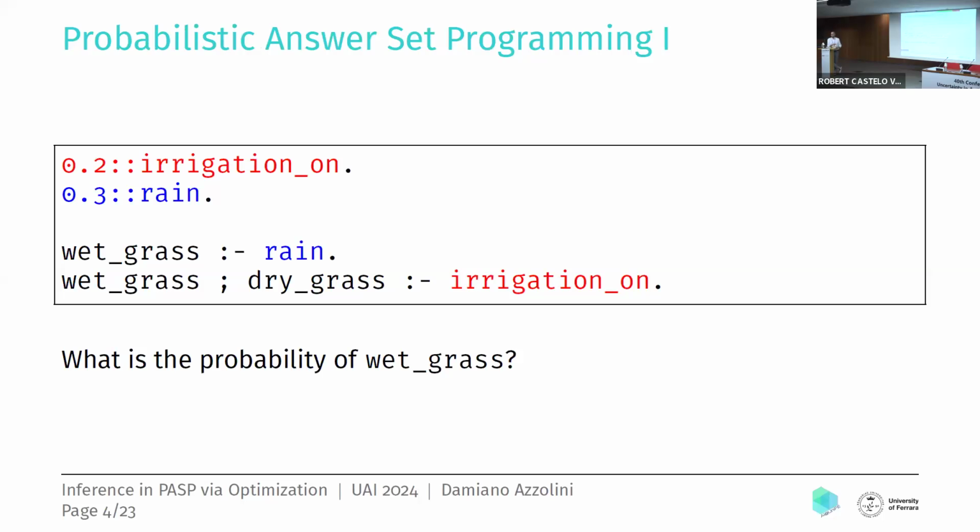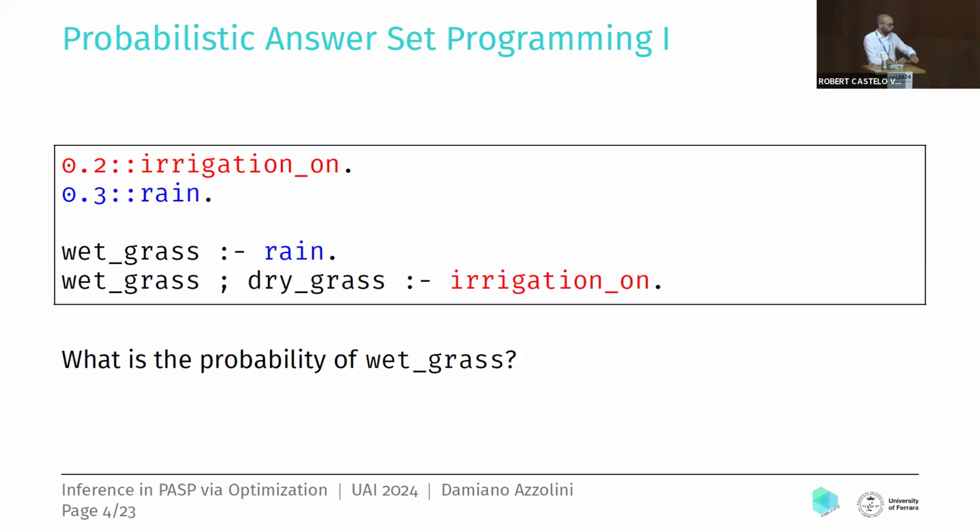So another example, now you have inserted 2 probabilistic facts. We say that irrigation is on with a probability 0.2, 20%. And we say that rain is true with probability 0.3. Then we have still 2 rules. The structure of the rule is the same as before. If rain is true, then we are sure that the grass will be wet. And then if the irrigation is on, either the grass may be wet or dry.